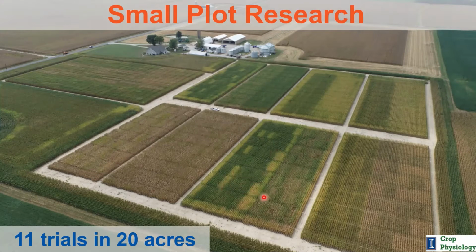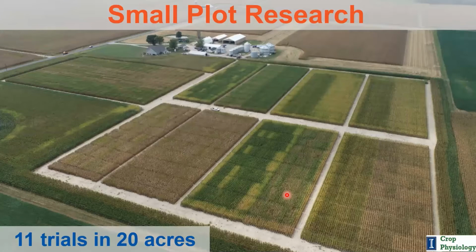And so what we're able to do is eliminate field variability, because we can put this on a very tight area within the field spatially, and then we can replicate it extensively. So each treatment out here is replicated anywhere from 6 to 8 times. So we have very good replication, low variability, and it allows us to do very high precision research on agronomic practices.